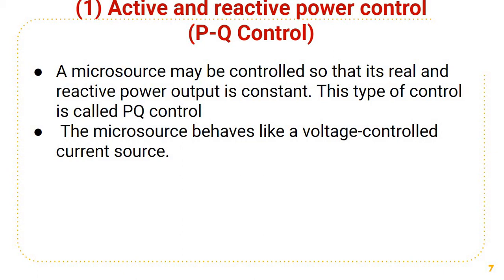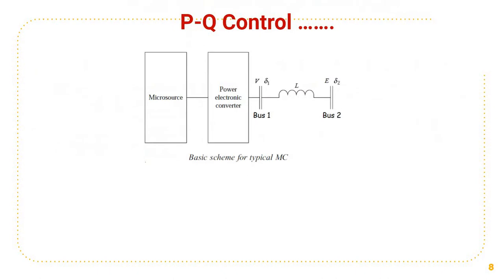Now we need to control a microsource so that its real and reactive power output is constant. So this type of control is called PQ control. P stands for the real power and Q stands for the reactive power. All microsources behave like a voltage controlled current source. So the basic scheme for a typical microsource control is shown here.